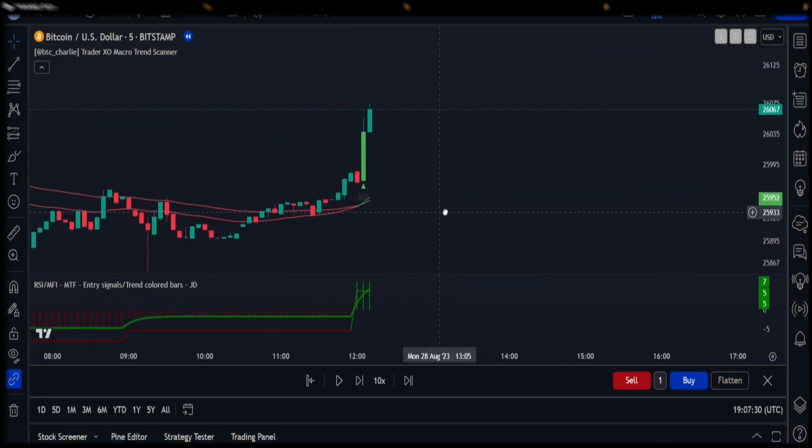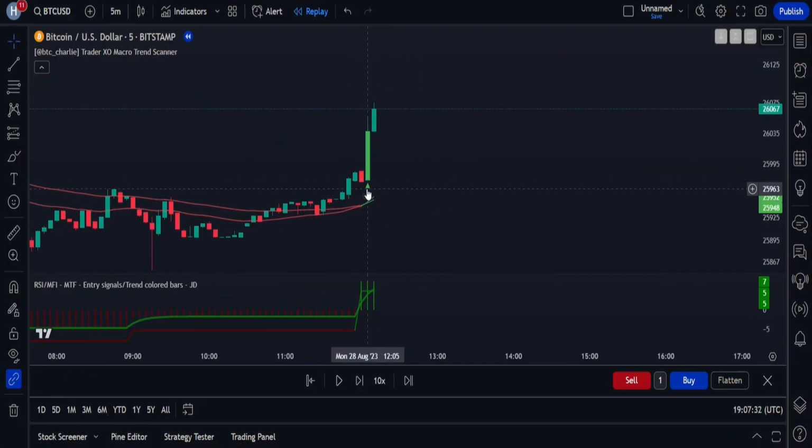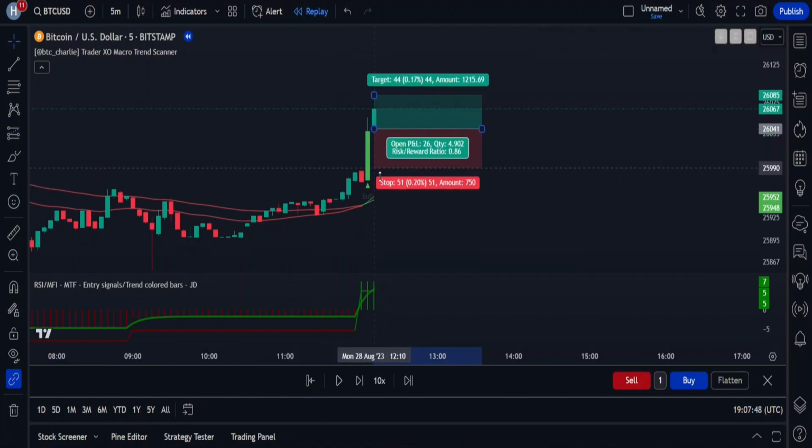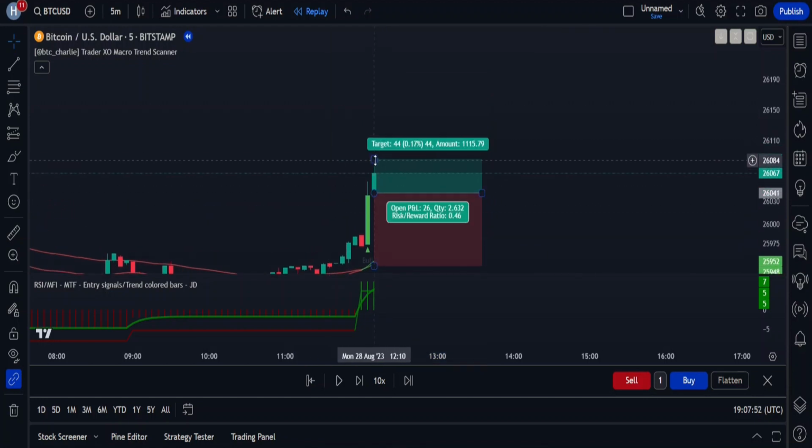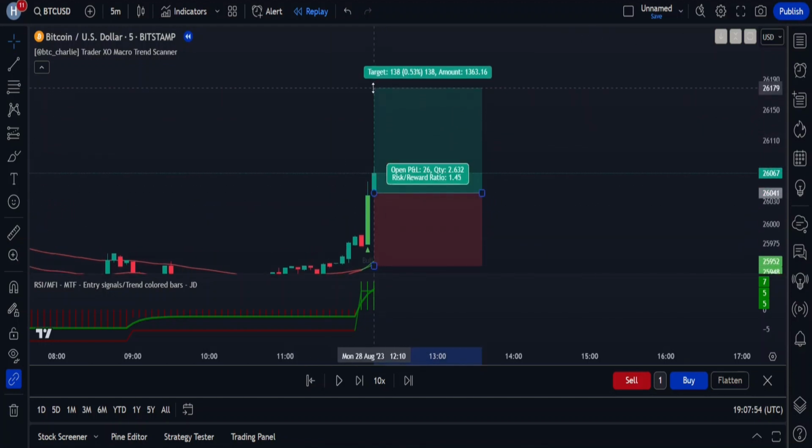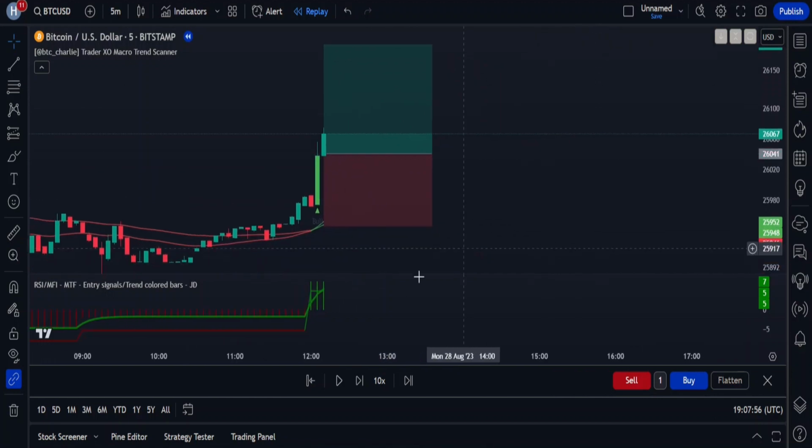Here we can see we got a buy signal from the Trader XO Macro Trend Scanner indicator, which is then confirmed by the RSI histogram indicator. As we can see, it is green in color, which indicates the market has a bullish momentum. So we can open a buy trade at a green candle here. So after your position is opened, we will set our stop loss right here at the lower line of the Trader XO Macro Trend Scanner indicator, and then set our take profit ratio at 1.5.